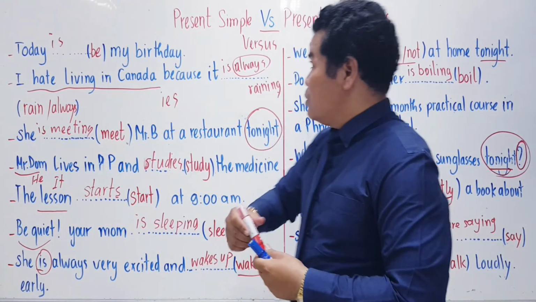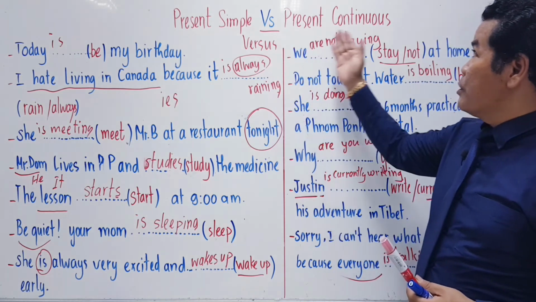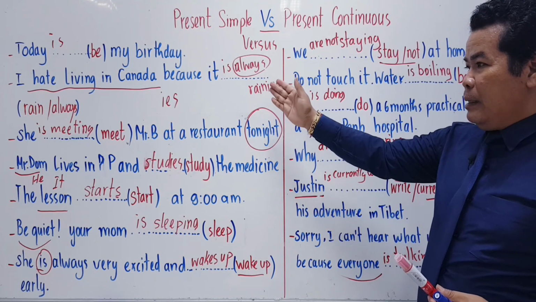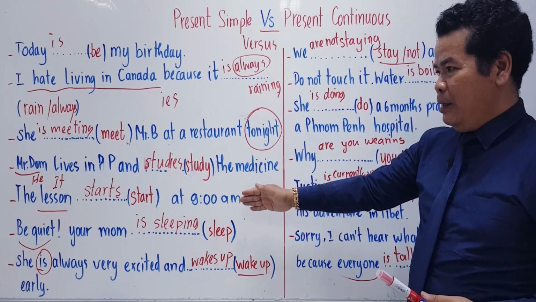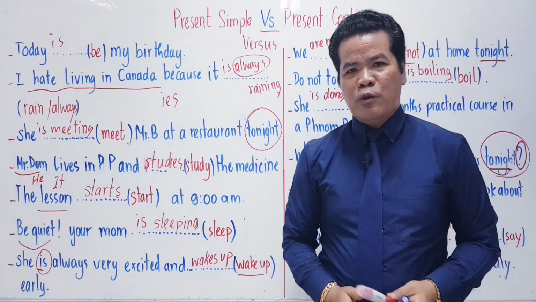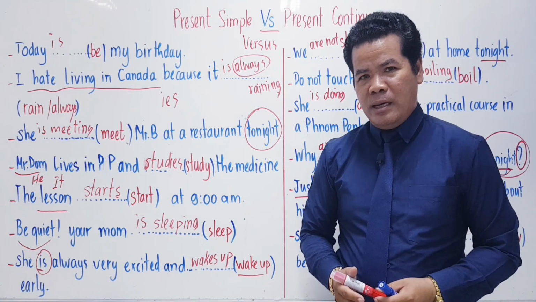So, these are all the present simple and present progressive uses. And we are going to have more. But this time, I just want to have a short break and come back in a second. I'll be back.